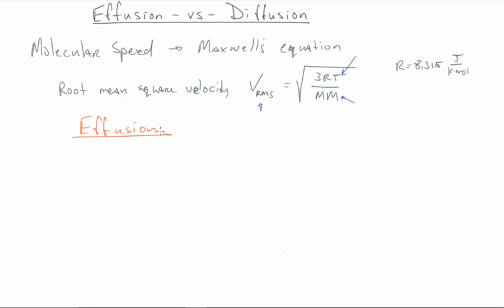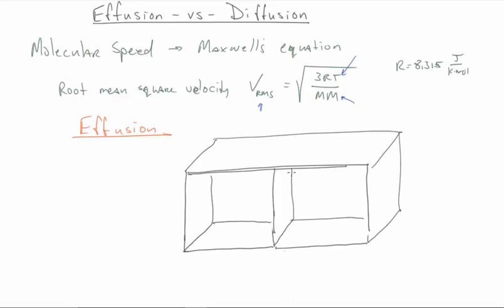Okay, so I've got my box drawn here. Notice I've got two compartments in my box, and I'm going to put a pinhole right there in between. Then I'm going to place a gas in the left side, which we'll call side number 1, and just let it sit in there.